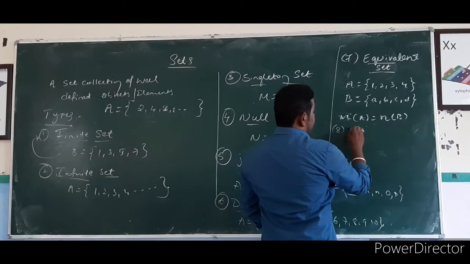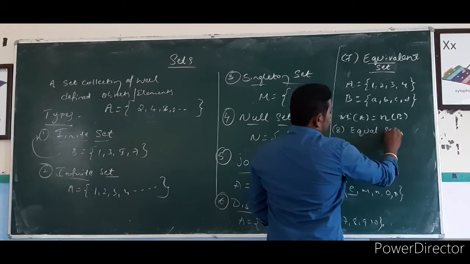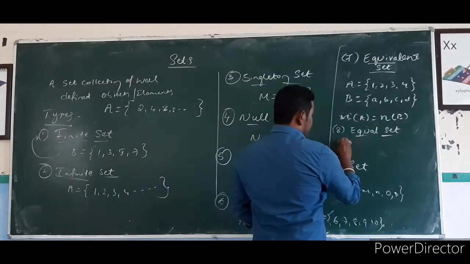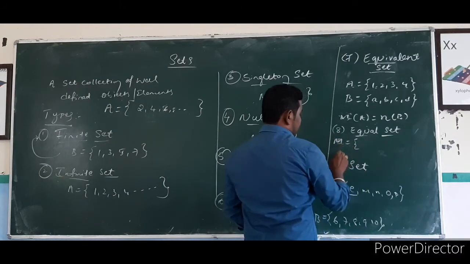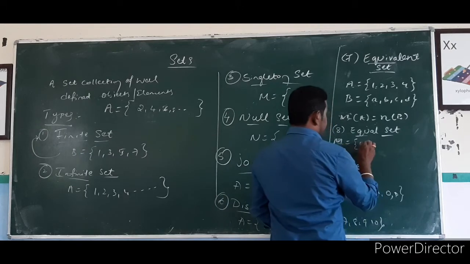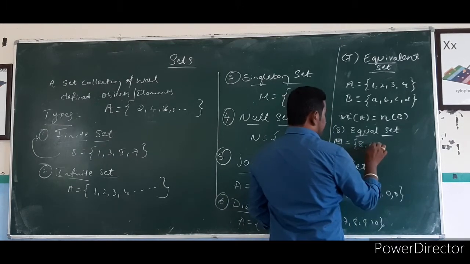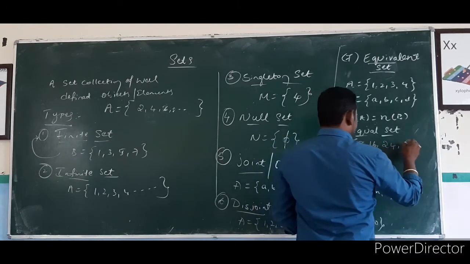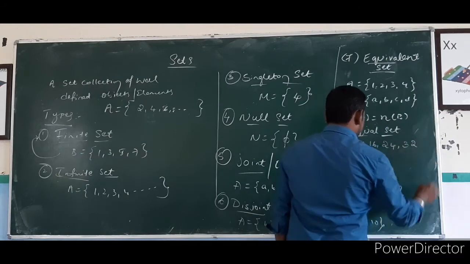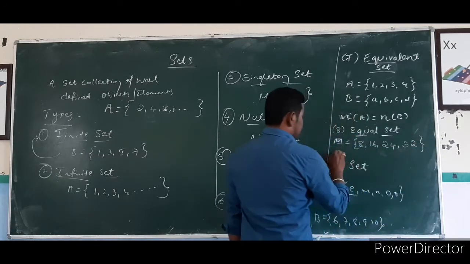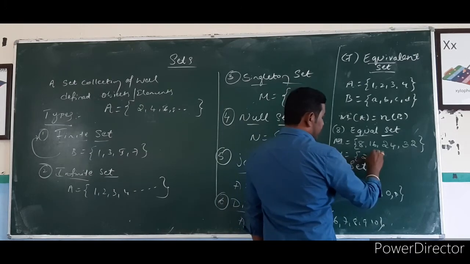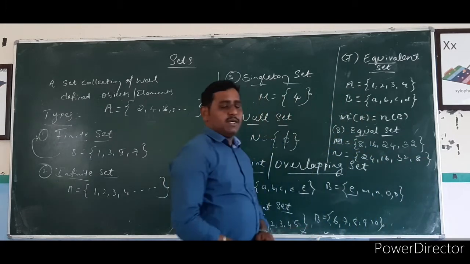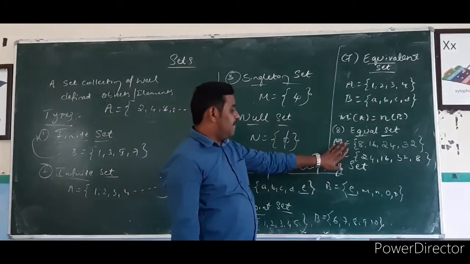Next, equal set. In the equal set, I am taking M: 8, 16, 24, 32. In the N set: 24, 16, 32, 8. Look at this set M and N.